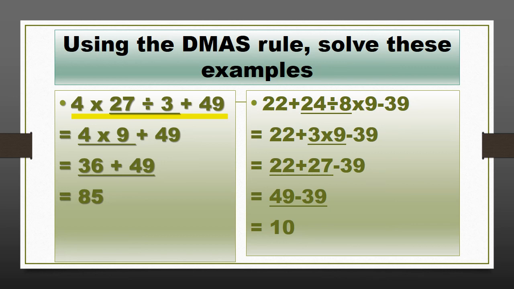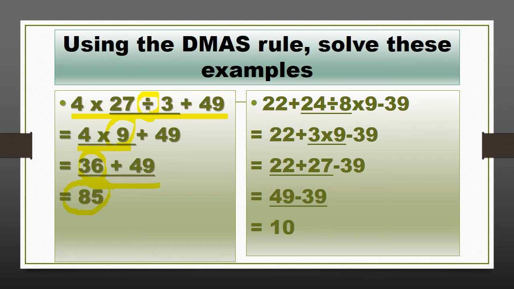Here we have three operations. So according to the DMAS rule, first we will do division. If we divide 27 by 3, we will get 9. Then we will do multiplication. 4 multiplied by 9, we will get 36. Lastly, we will add 36 plus 49, we will get 85.